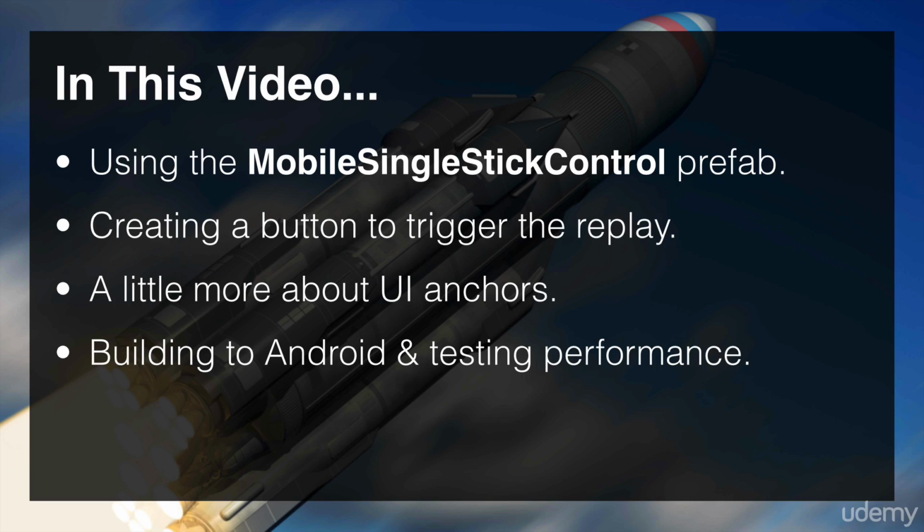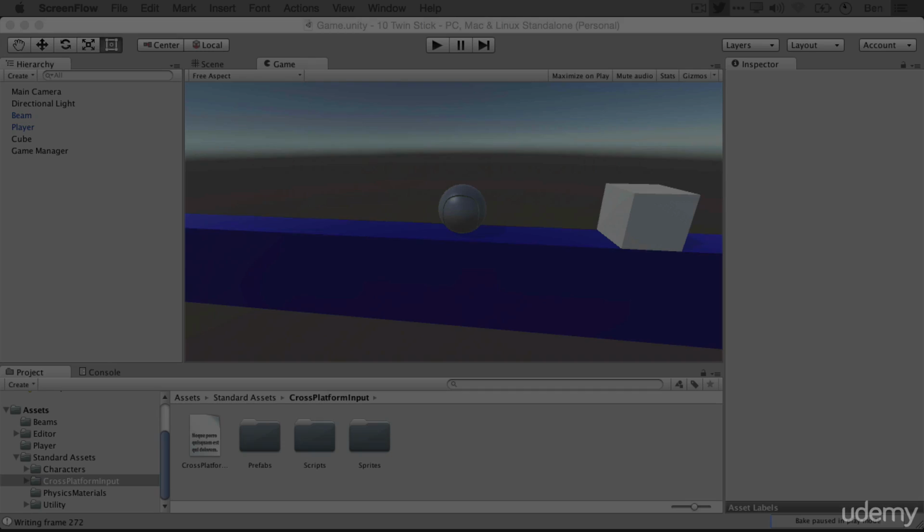So here we go. In this video: using the mobile single stick control prefab, creating a button to trigger the replay, a little more about UI anchors, and building to Android and testing performance. There you go. I read it exactly as it said.